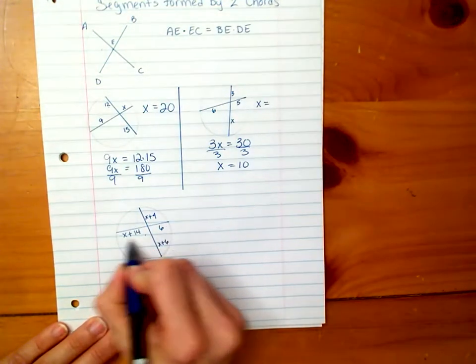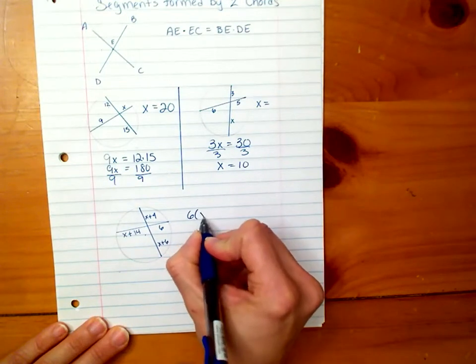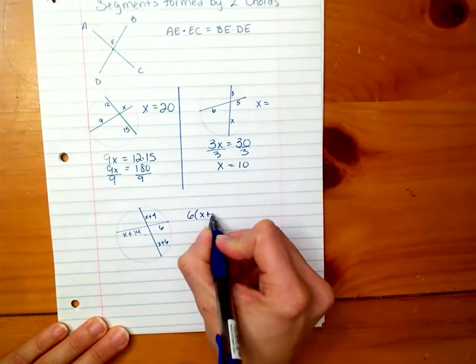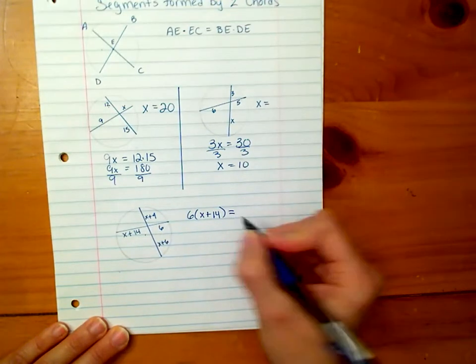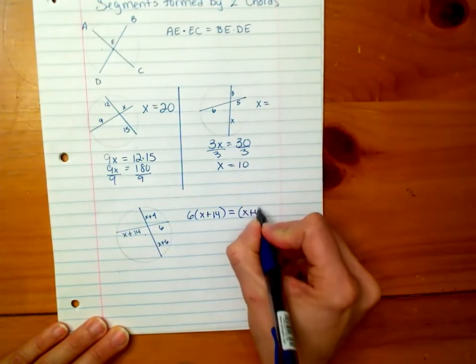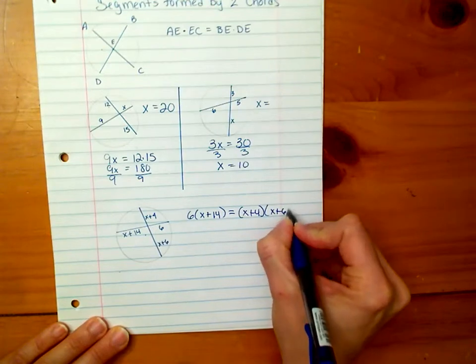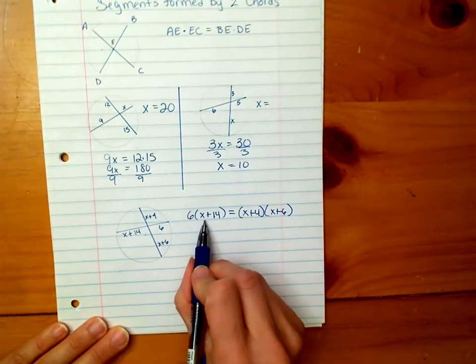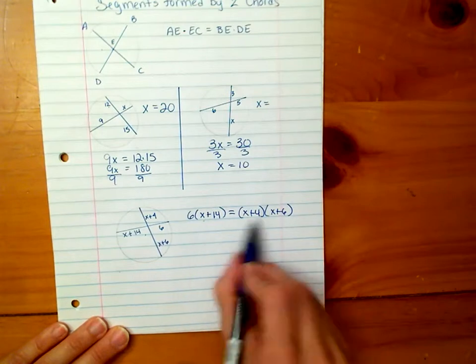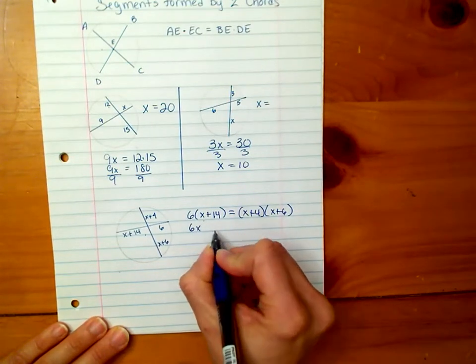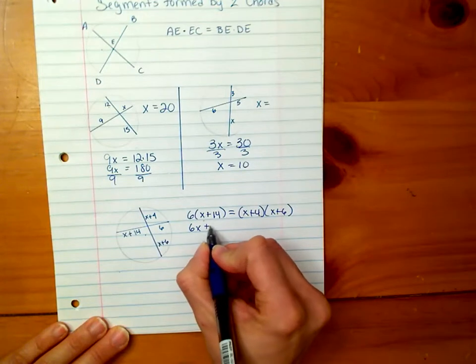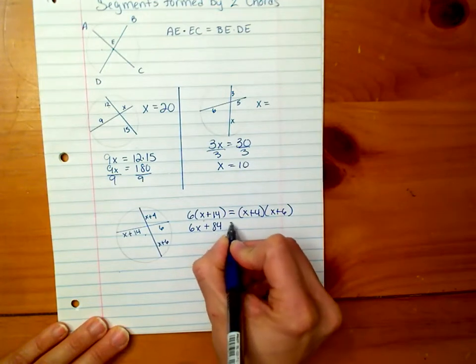And so we look at this chord, and it's 6 times x plus 14, because 6 is this part, x plus 14 is that part, and it's going to be equal to x plus 4 times x plus 6. So we're going to have to use distributive property and FOIL to simplify these sides. 6 times x is 6x. 6 times 14 is 84.